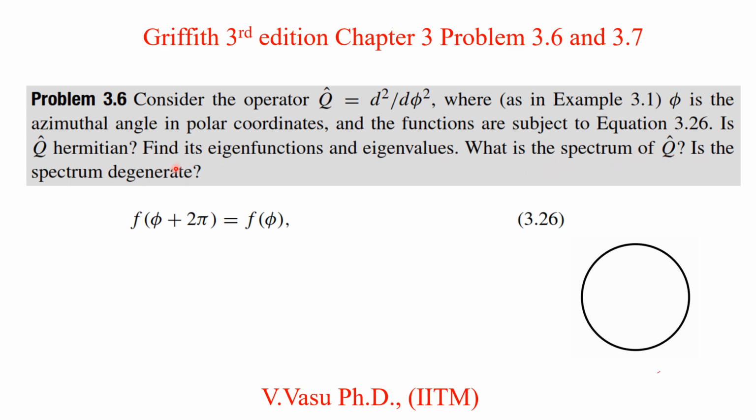Is the spectrum degenerate? Here, equation 3.26 gives you that some arbitrary function f of φ plus 2π is exactly the same as f of φ. Say, for example, you have a circle, then you select a point and start, and after rotating 2π, you will reach the same point again. That is the idea behind this expression. Now we will go to the problem.